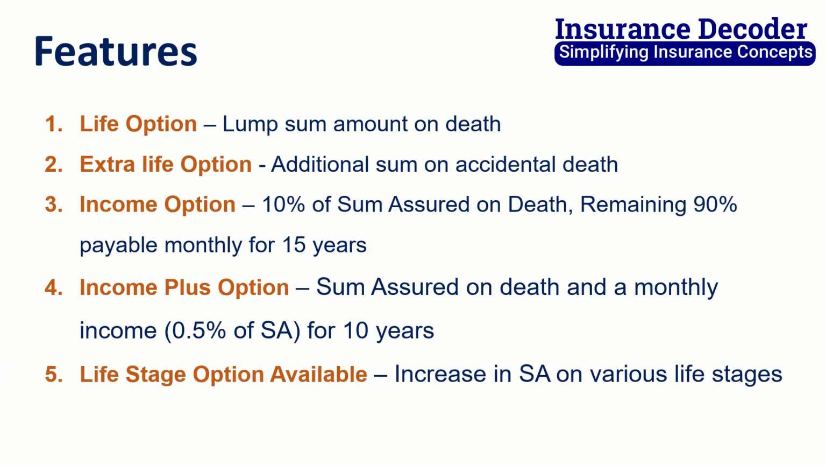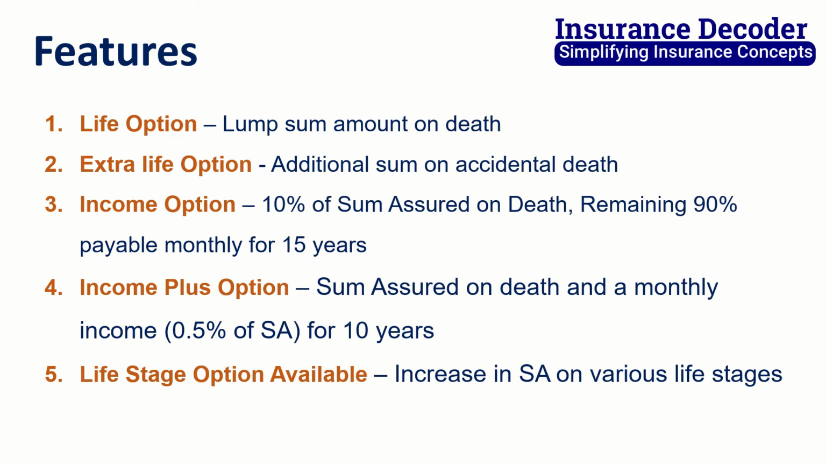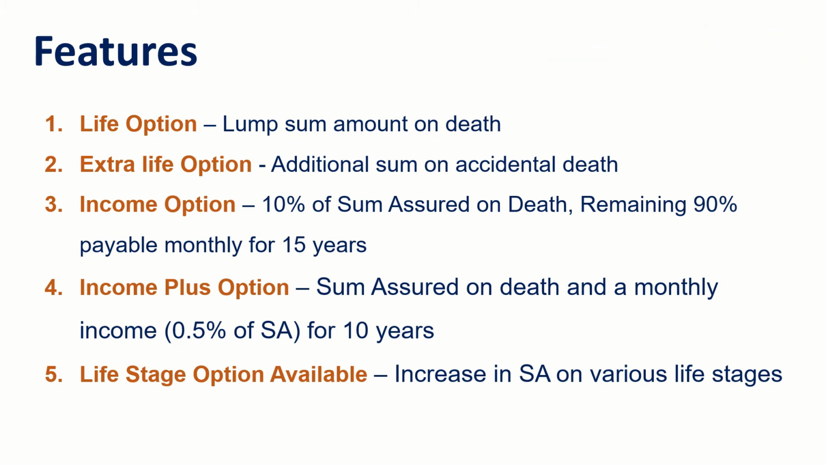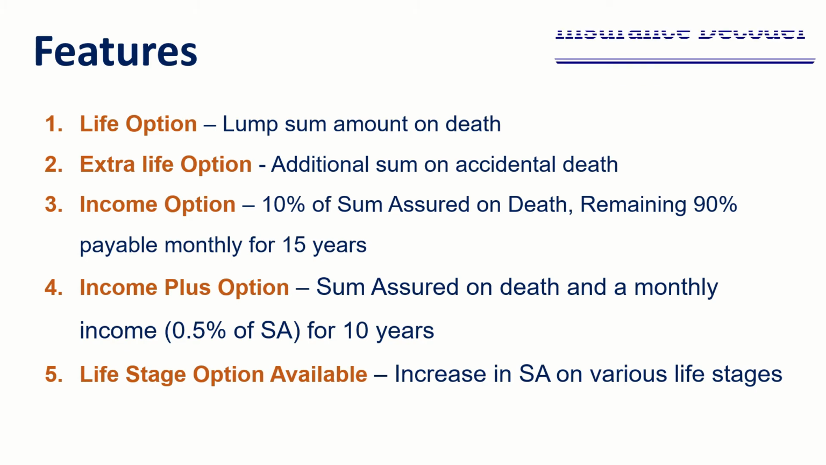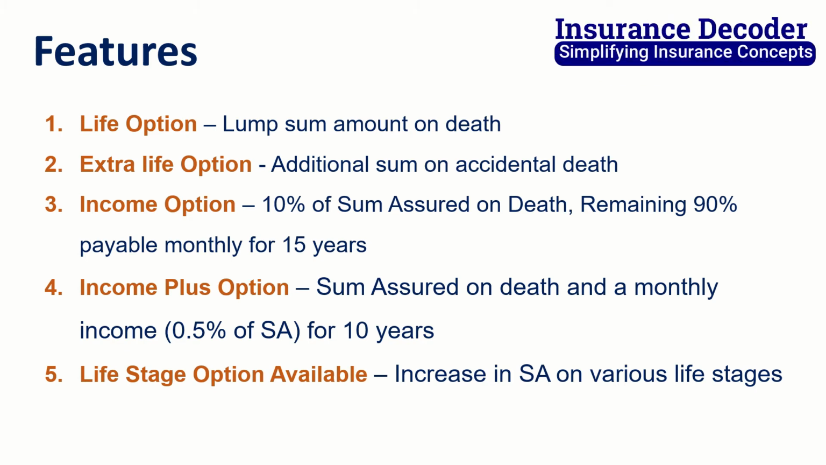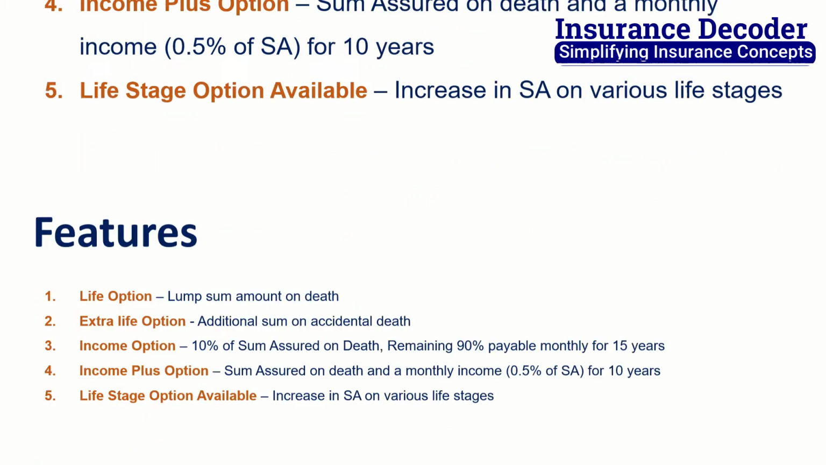Next option is the life stage option. So in the life stage option, what happens? There are certain stages in our life, like if you are a bachelor right now, after some time you will get married, that is a life stage in your life. Then you will be having your first kid, that will be your second life stage. Then you will be having your next kid, that will be your next life stage. So in these cases, when you achieve these life stages, you will be getting an increased sum assured.